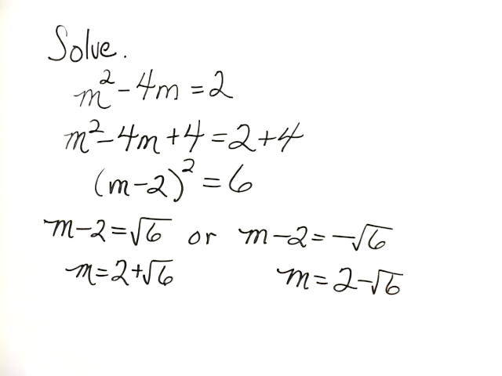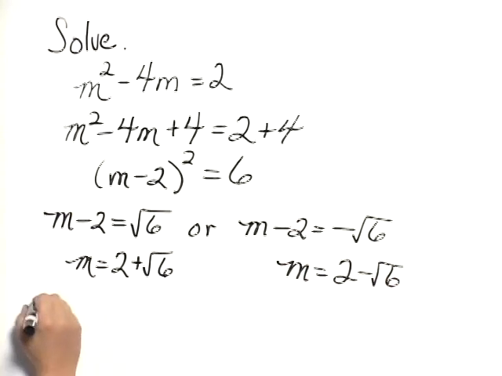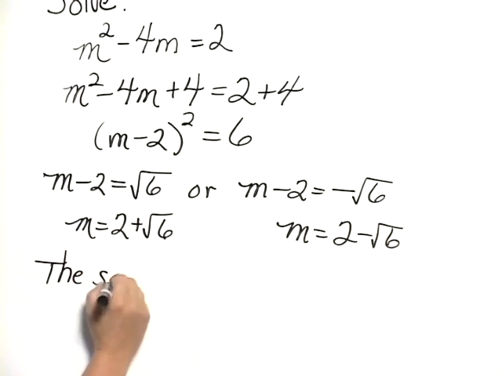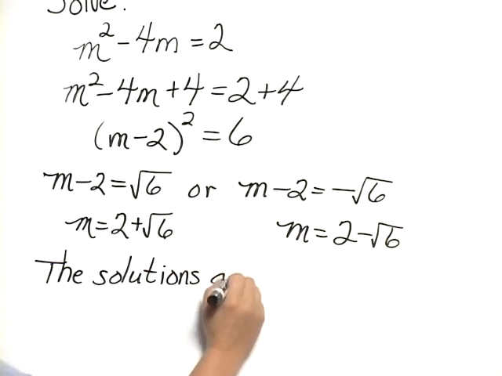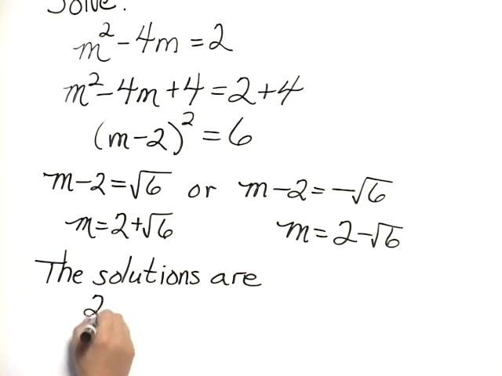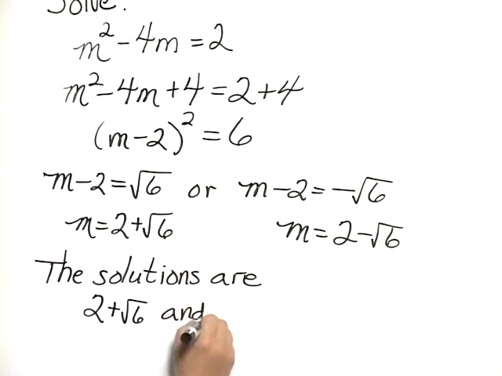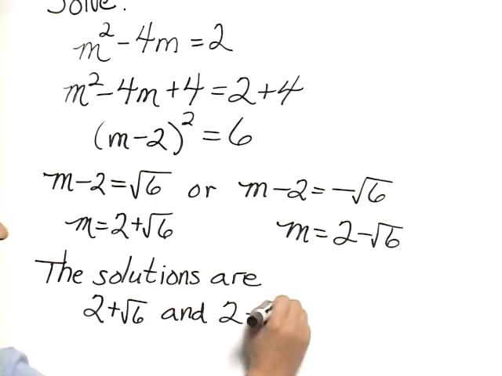Both numbers would check in the original equation, so we can state that the solutions are 2 plus the square root of 6 and 2 minus the square root of 6.